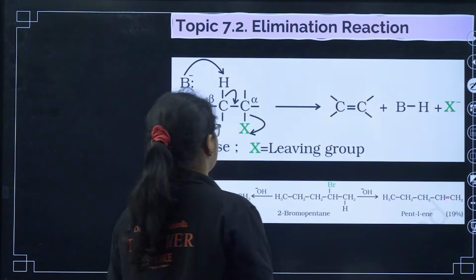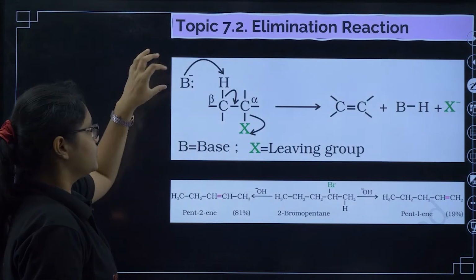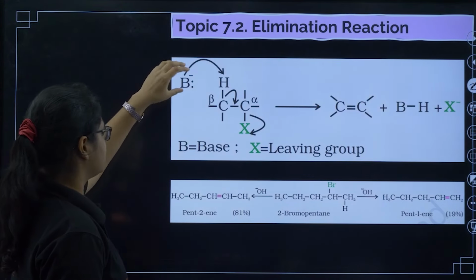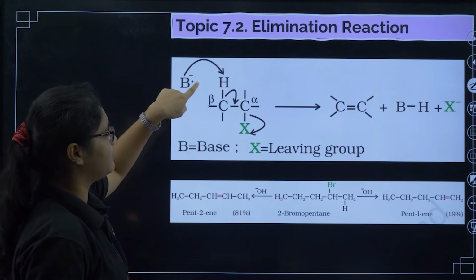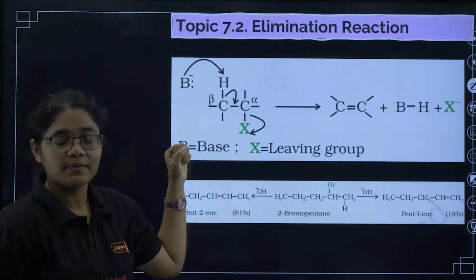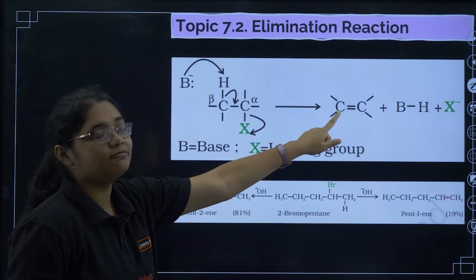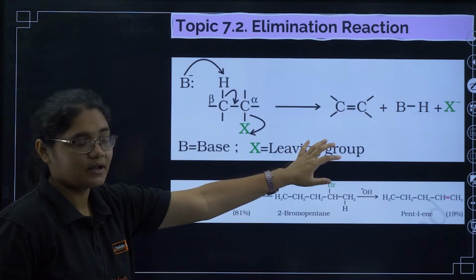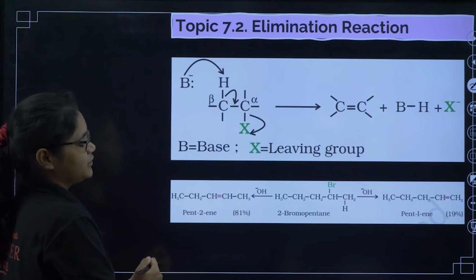Now we'll talk about elimination reaction. So in elimination reaction, what happens? You take a base or something like this. A base is taken and then it reacts with, it abstracts one of the acidic protons, and when it abstracts one acidic proton, you get an alkene formed here. An alkene is formed, and this type of reaction is called your elimination reaction.